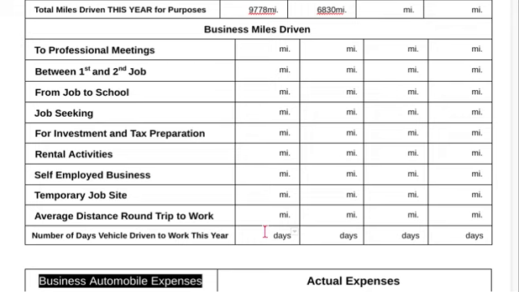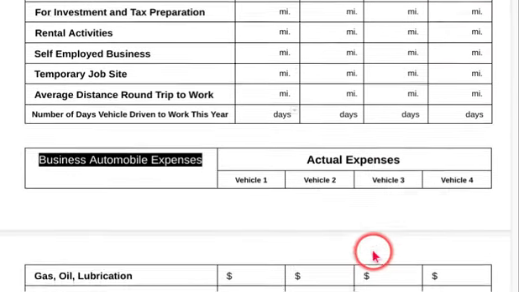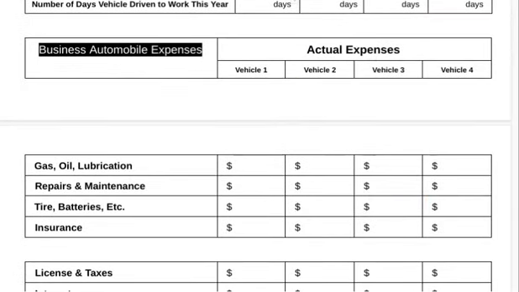And you're gonna put it for each vehicle. Now, moving forward on to the business automotive expenses, like the repairs and everything pertaining to the vehicle. So, gas, oil change, lubrication for each vehicle for the year.